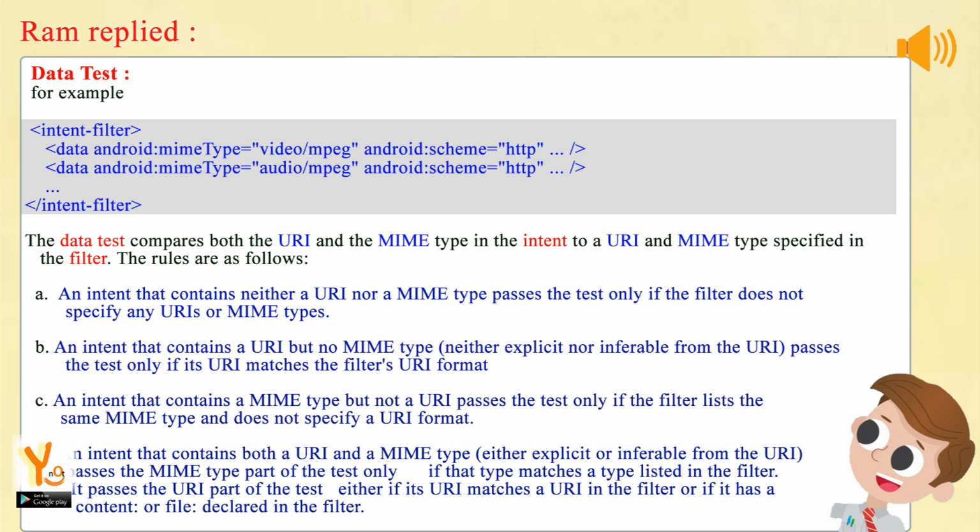D. An intent that contains both a URI and a MIME type, either explicit or inferable from the URI, passes the MIME type part of the test only if that type matches a type listed in the filter. It passes the URI part of the test either if its URI matches a URI in the filter, or if it has a content: or file: URI.